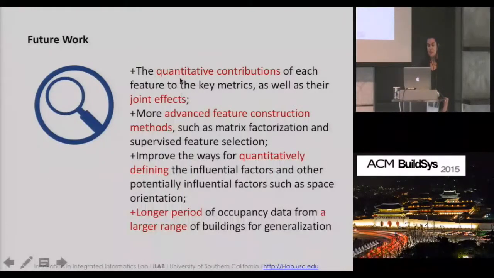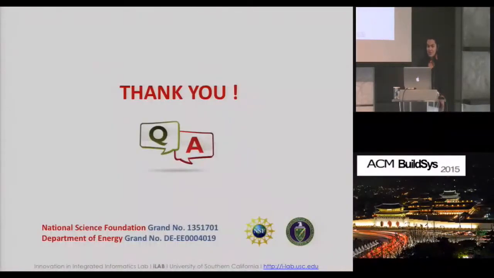There are some limitations, however. We haven't looked at the quantitative contributions of each feature on the key metrics. And there could be more advanced feature construction methods that we would like to use. There are other factors also, for example orientation and space-related factors, that we would like to consider. And we have done this for 8 months, but only for 2 buildings, so, like all of our research, I think it can use longer periods of data and a larger range of buildings to generalize the results. So that was my last slide.